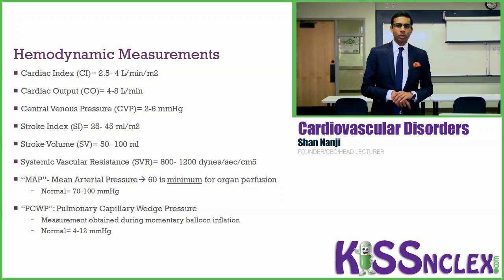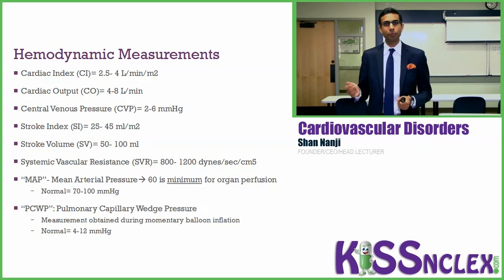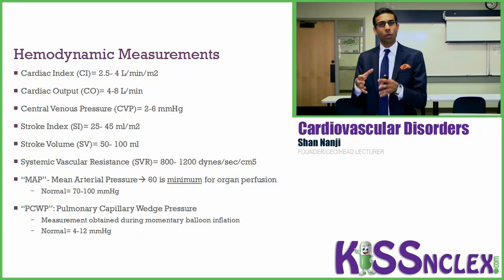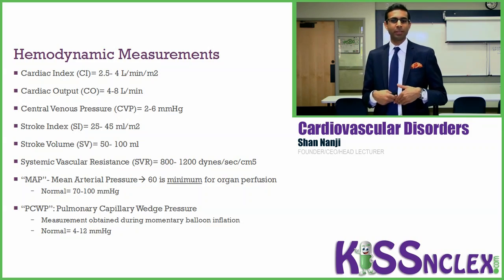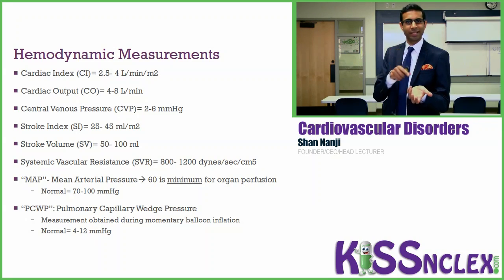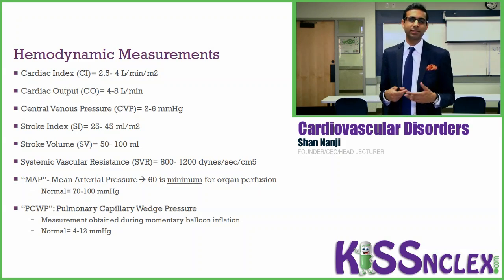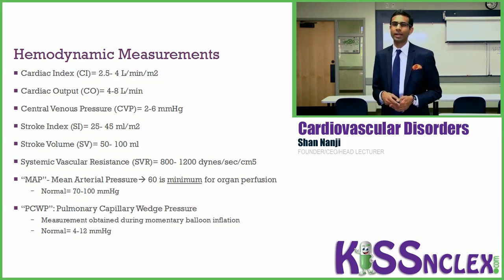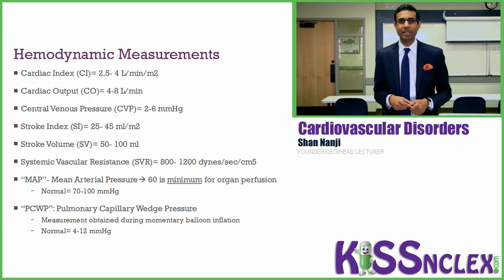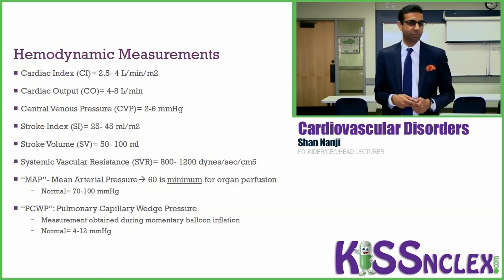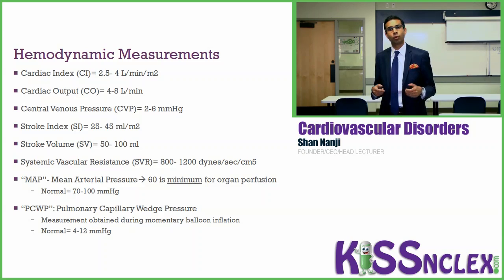Your pulmonary capillary wedge pressure, your PCWP, okay, pulmonary capillary wedge pressure, that is a measurement that's obtained by doing this, it's like a balloon inflation procedure that they do. That's going to really measure what's going on in your right atrium. That's your PCWP, pulmonary capillary wedge pressure, and that normal value is between 4 and 12.